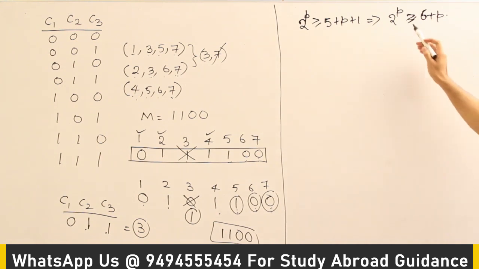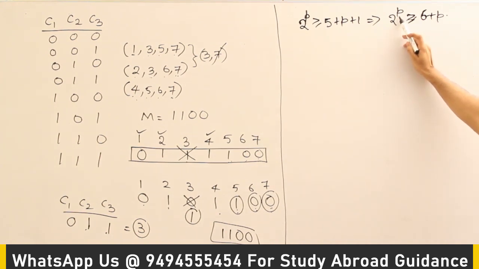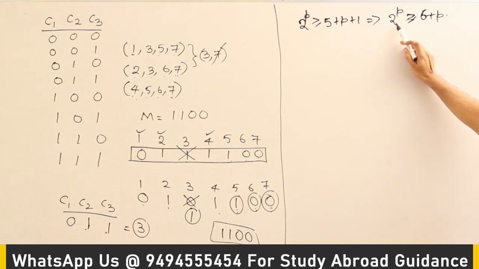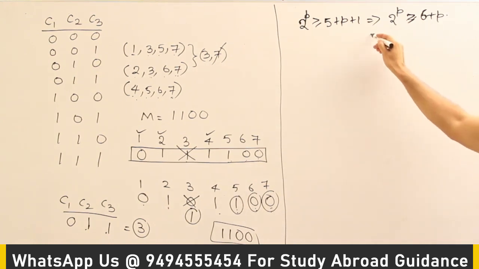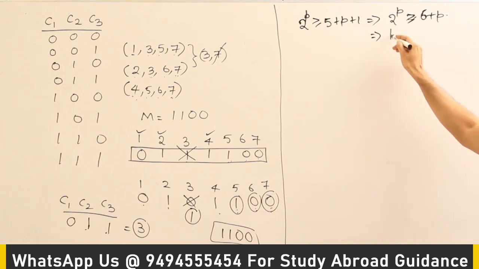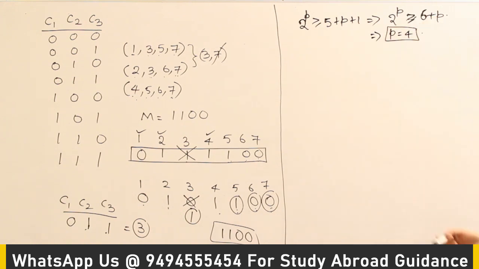Now you find the value of p in such a way that it satisfies this equation. If you go with p equal to 3, this side we get 8 and this side we get 9. So 8 is greater than or equal to 9 is false. And therefore we have to go with 4. If I go with 4, this side I get 16 and this side I get 10. Therefore, I have to go with p equal to 4 in order to satisfy this. But if I go with p equal to 4, how many combinations do I get? 16 combinations.